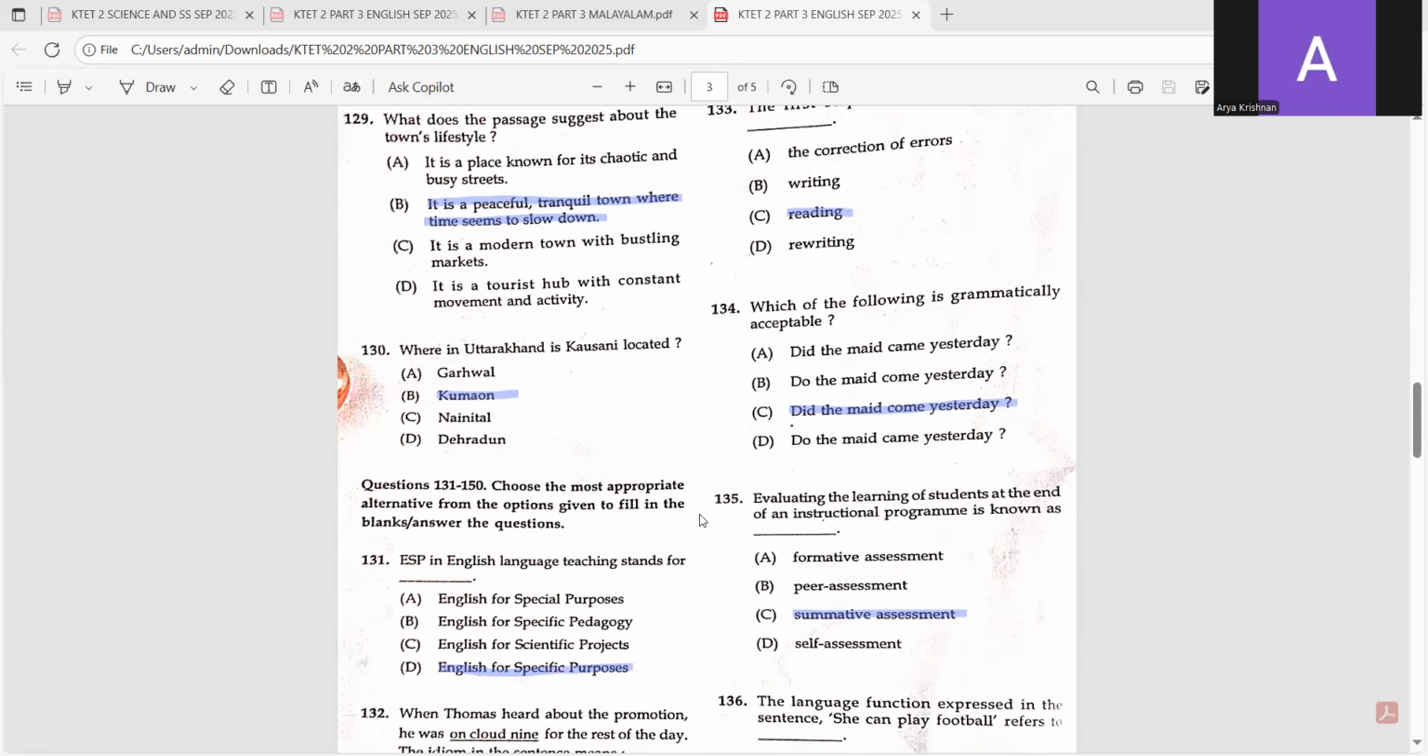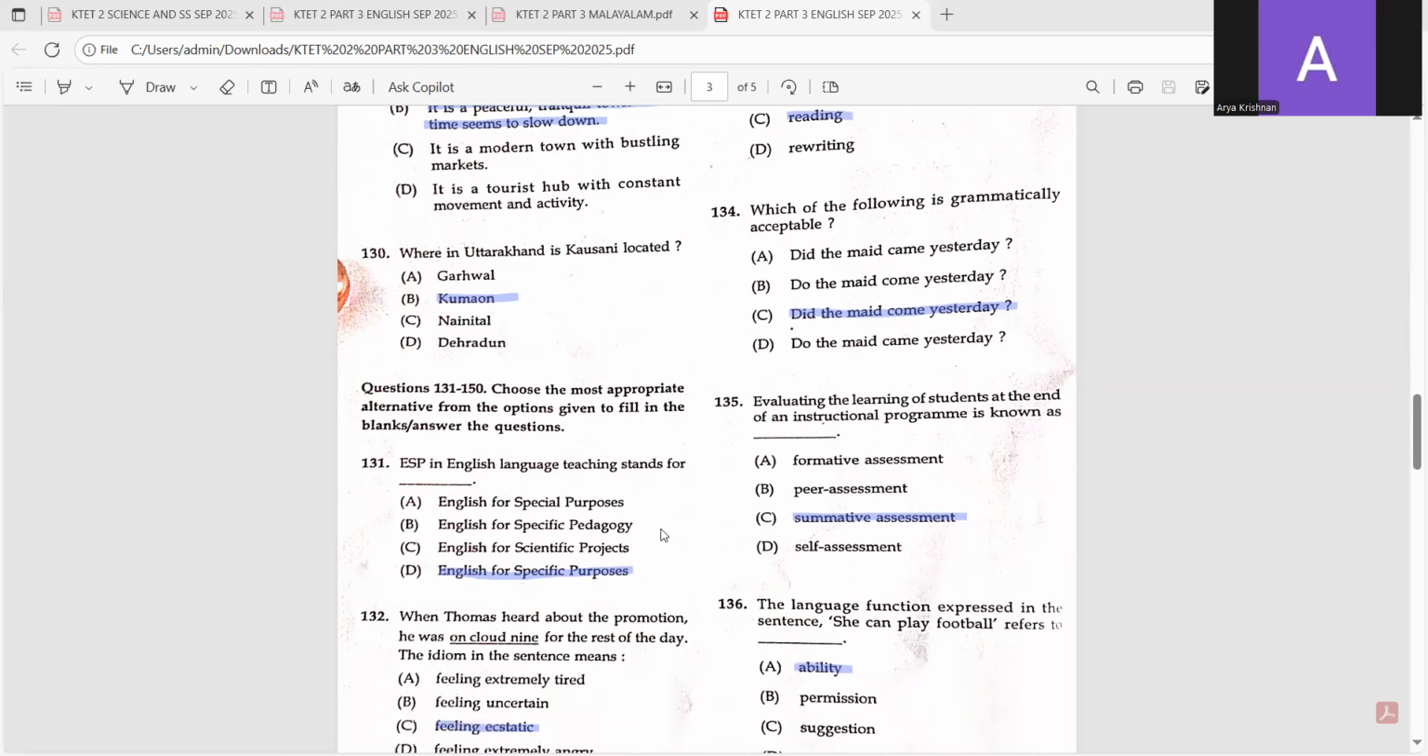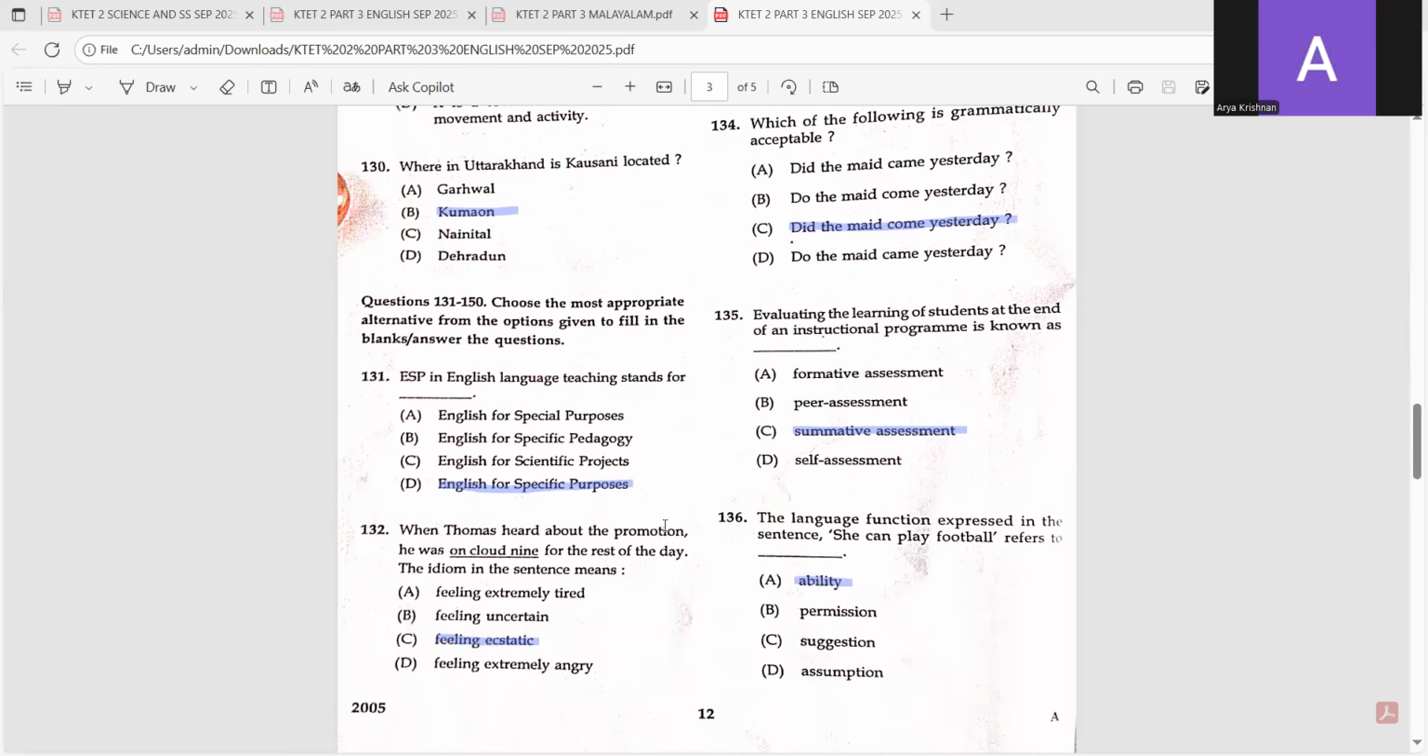Question number 130. Where in Uttarakhand is Kausani located? Garhwal, Kumaon, Nainital, Dehradun. Answer is option B, Kumaon. Okay, question number 131 to 150. നമുക്ക് ഓപ്ഷൻസിൽ നിന്ന് റൈറ്റ് ആയിട്ടുള്ള ആൻസർ ചൂസ് ചെയ്യാനാണ്.